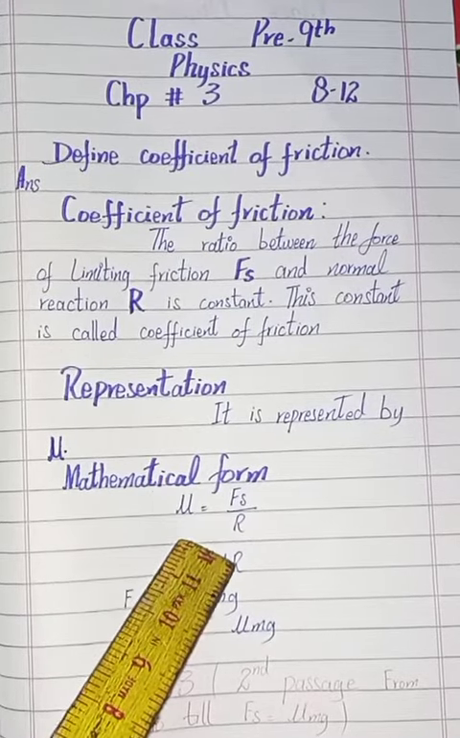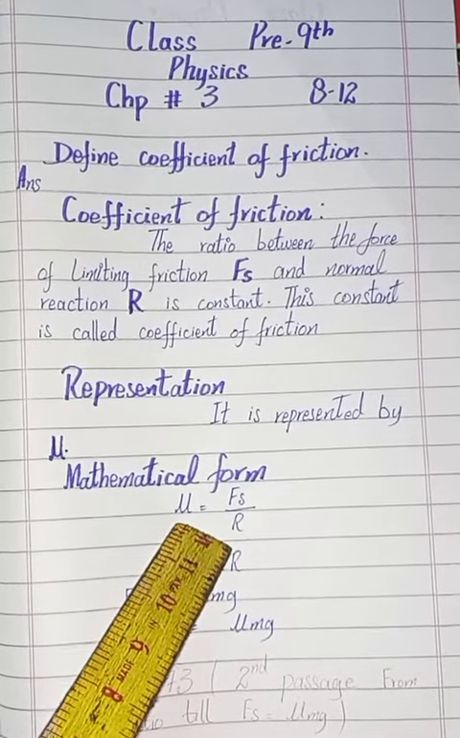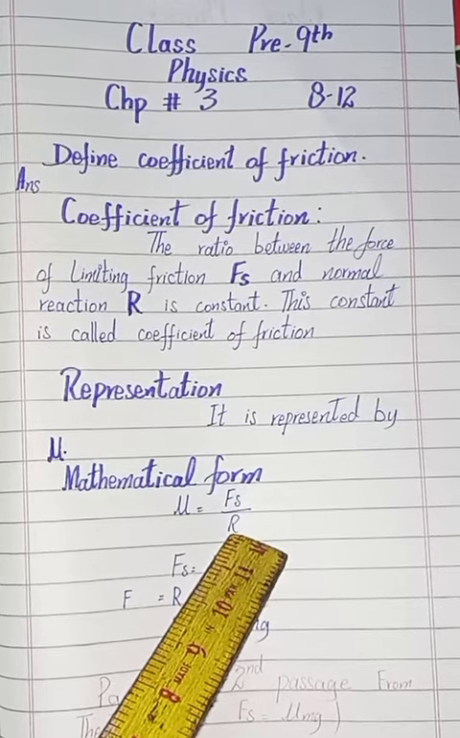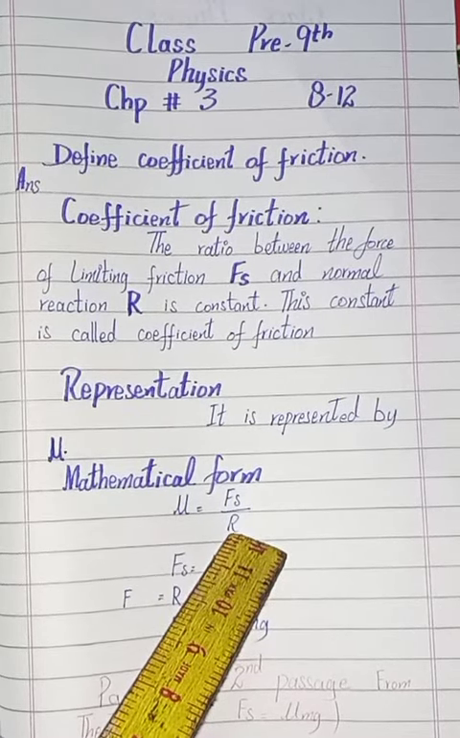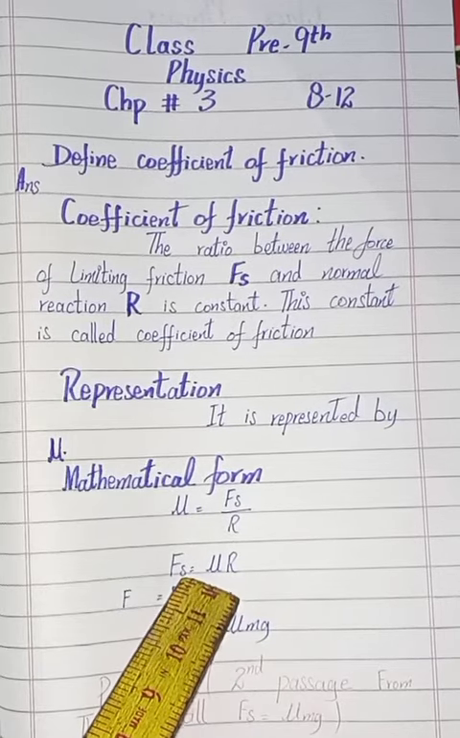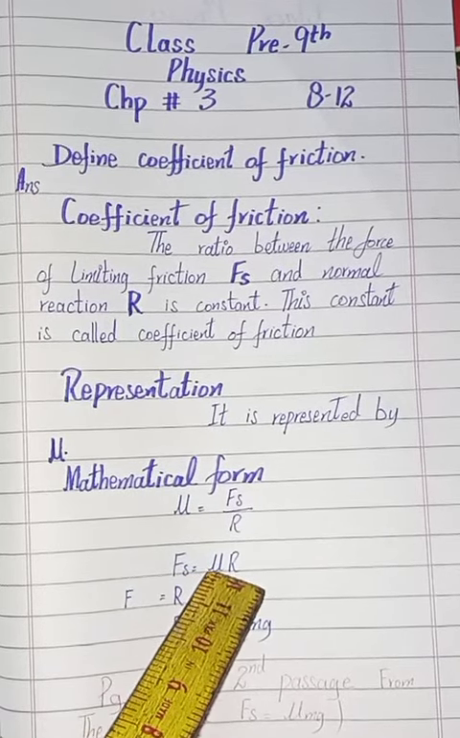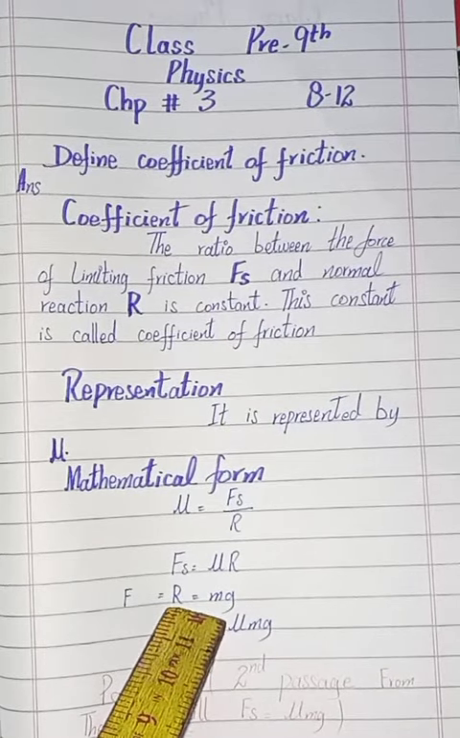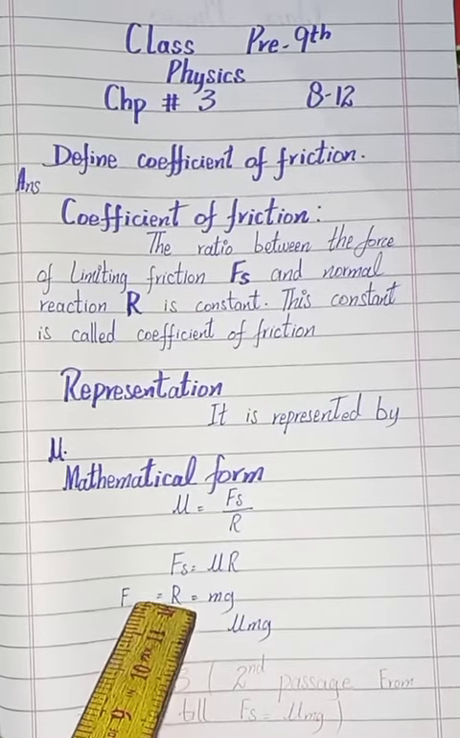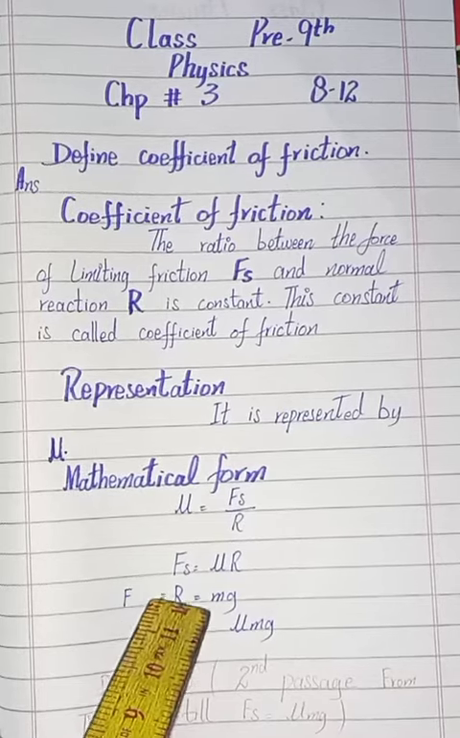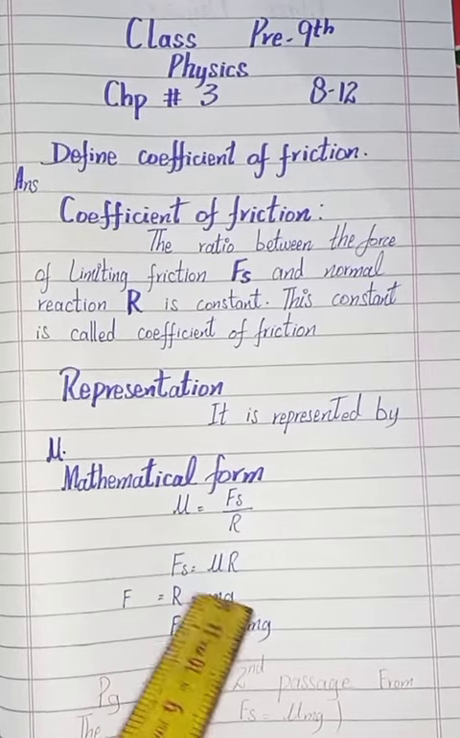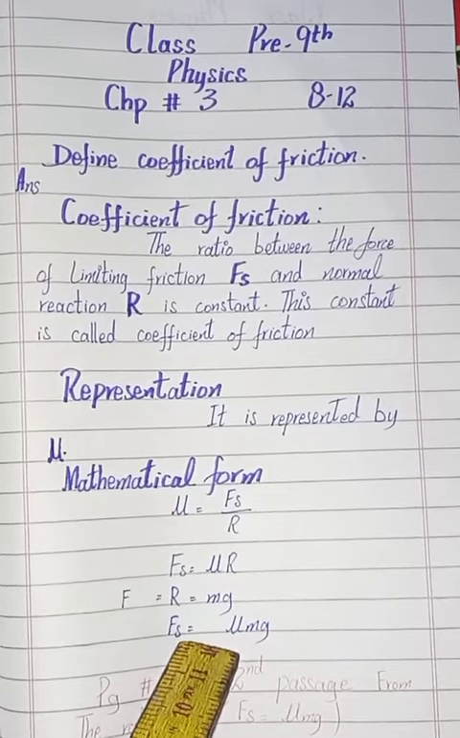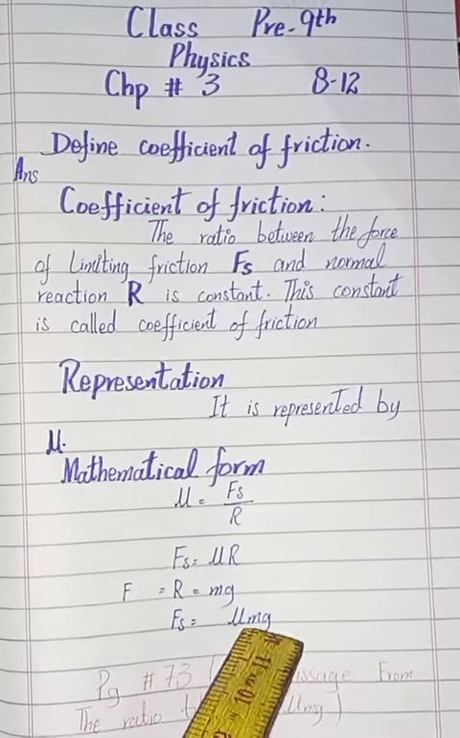Its mathematical form, according to the definition, is the ratio of the force of limiting friction to the normal reaction. So we can write this as Fs equals mu R. As we know that R is the reaction of a force, we can say that R is also a force, which is equal to mg. So in place of R we can write mg here. It becomes Fs equals mu mg.